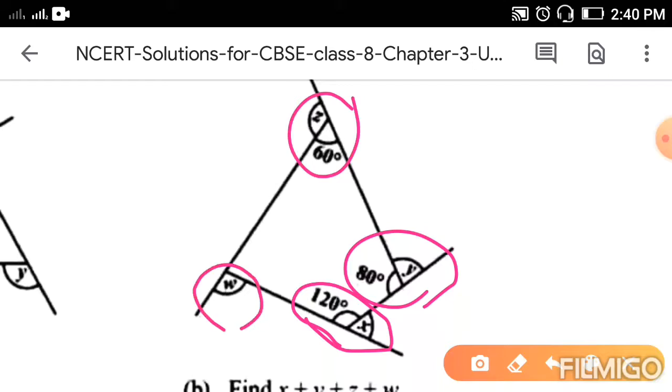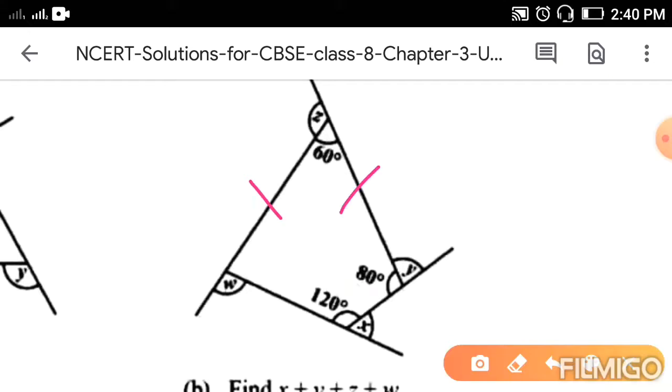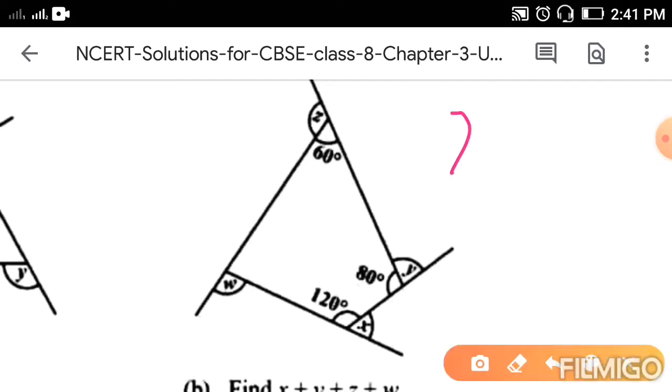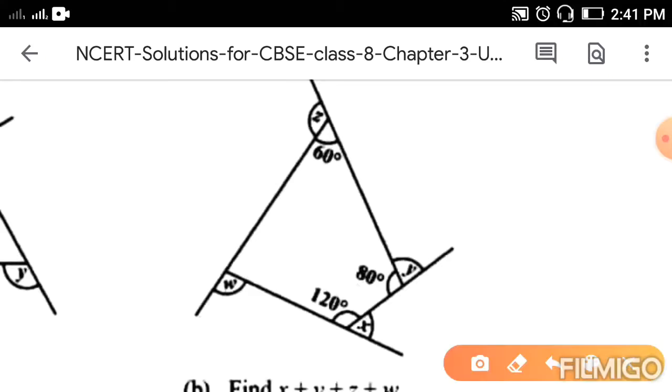But how can you find out the value of this w? Because here the angle is not given. Angle is there, but the measurement of this angle is not given. So first of all, we need to find out that one. What is the name of this polygon? 4 sides are there, 1, 2, 3, 4. It means it is a quadrilateral. So what is the sum of all the angles of a quadrilateral? 360 degree. Out of 360, 3 are given. So what is the last one? You have to subtract all these 3 angles from 360. So you will get the fourth one.